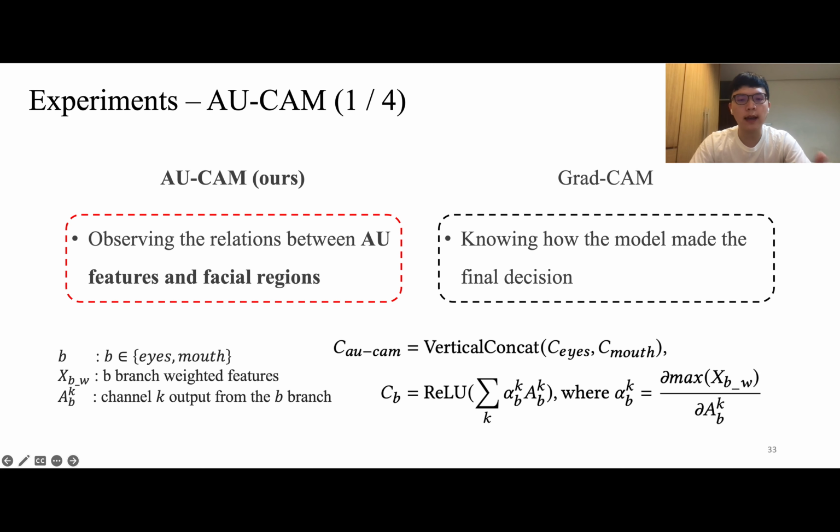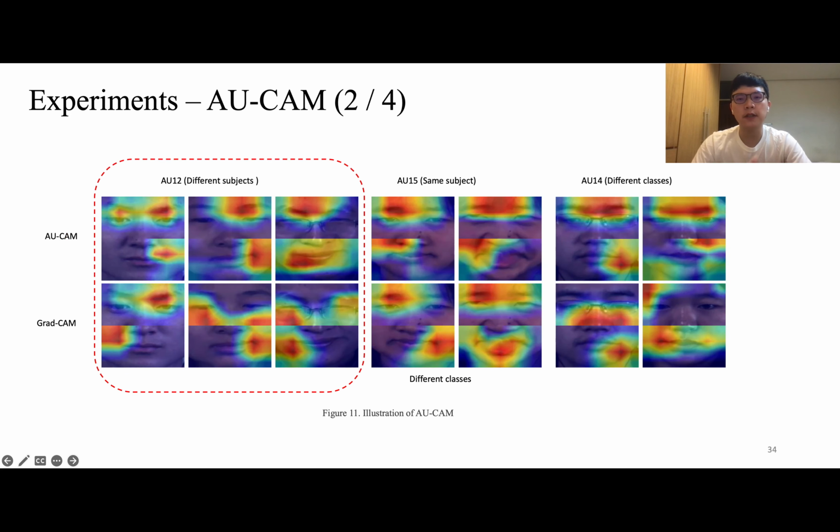We will first obtain the AUCAM for both eyes and mouth, so B is eyes or mouth. The big A and small a represent the weight, and big A is the output from our module. After we obtain each facial CAM image, we will concatenate them together to form AUCAM. Here we designed 3 different scenarios to examine that AUCAM has better visualization for AU features and facial regions.